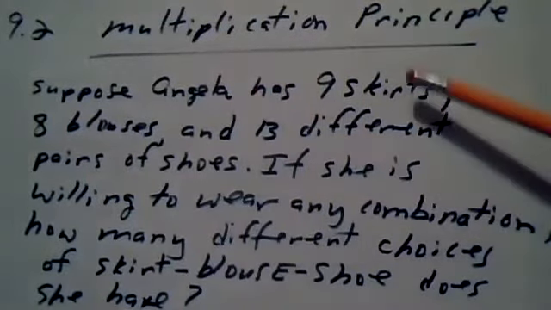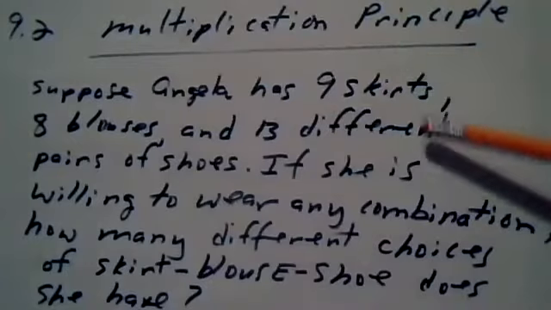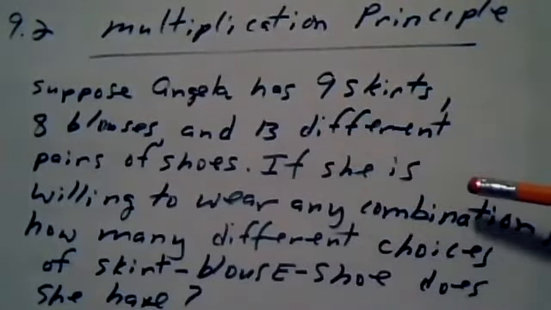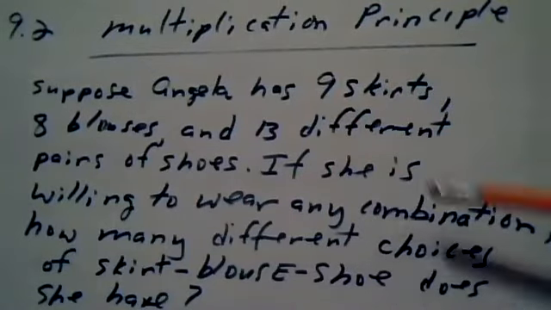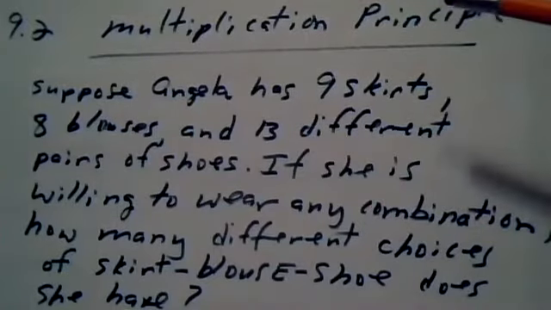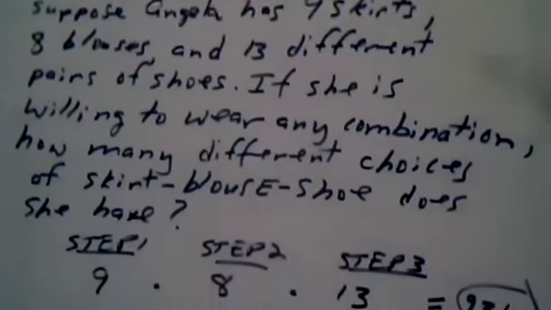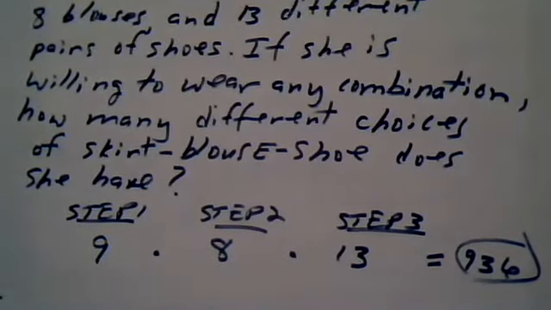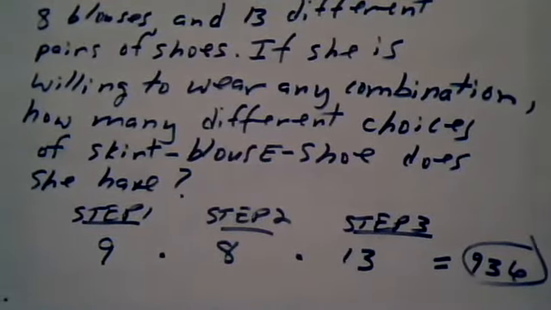Suppose Angela has 9 skirts, 8 blouses, and 13 different pairs of shoes. If she is willing to wear any combination, how many different choices of skirt, blouse, and shoes does she have? Notice that she's going to have to choose some skirt, some blouse, and some shoe. So she's going to have to take some steps.